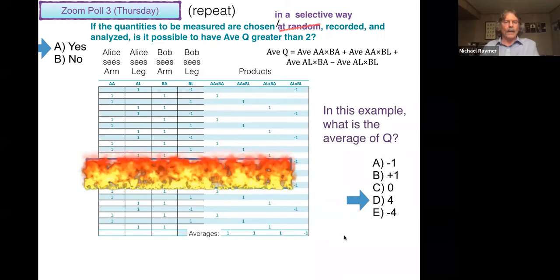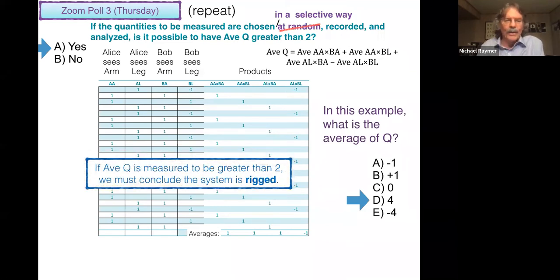Okay, and this says if Q is measured to be greater than 2, there must be some kind of rigging going on, like a rigged sampling. Like when companies go out to do polling for presidential elections, it's always a concern: are they fairly sampling the population, or are they going to specific populations in order to skew the results to the way they want the poll to come out? So this would be an example of skewing the results of a poll. The question is, can physics and can nature skew these quantum measurements in some strange way?